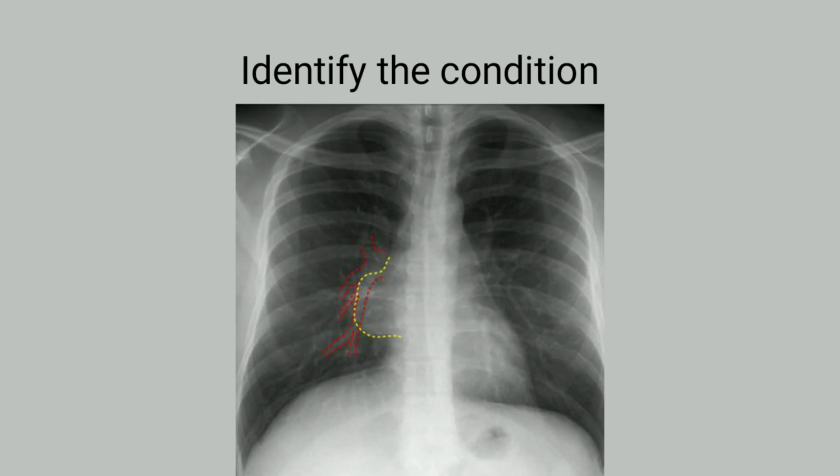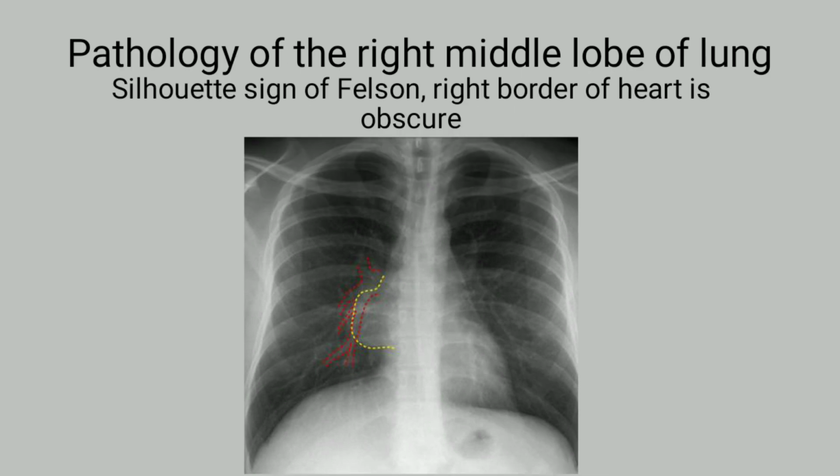Identify the condition. Silhouette sign of Felson, or right border of heart is obscured, seen in pathology of the right middle lobe of lung.